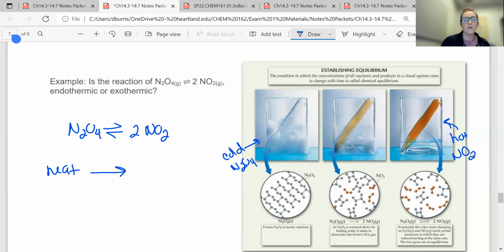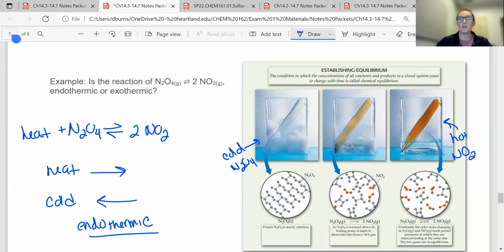And when I cooled it down, it turned to all N2O4. When I cool it down, it all shifted to the N2O4 side. So that must mean that heat was a reactant, because when I added heat, it shifted to the right, and when I removed heat, it shifted to the left. So that must mean that this is an endothermic reaction. Again, something you're going to be doing when you get to your lab.